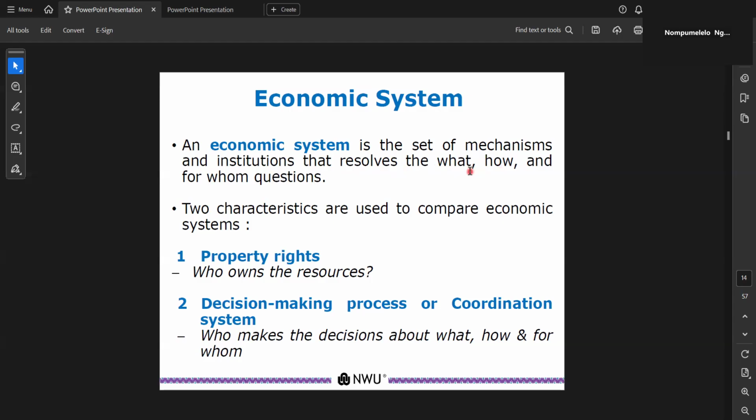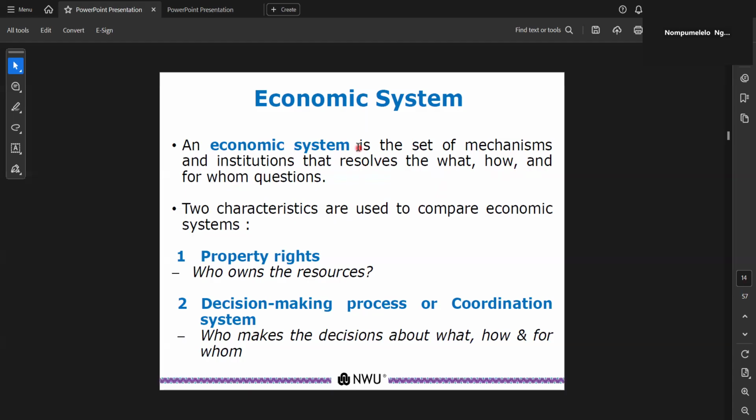Now we're doing economic systems. These systems are here to resolve, or come up with solutions to, those economic questions: what to produce, how to produce, and for whom to produce the goods and services. So now we're finding the solution.